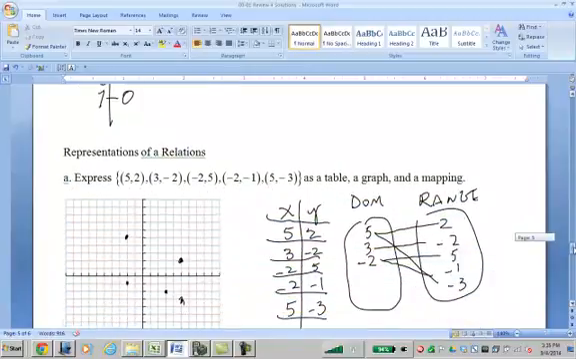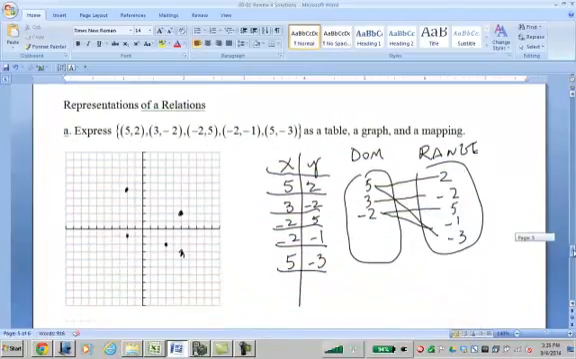Okay, expressions of a relation. This should be shown singular. Okay, so we have a set of ordered pairs, which is one way that a relation can be expressed.